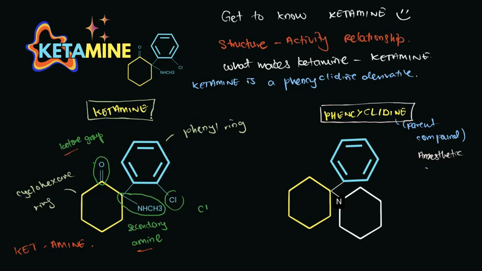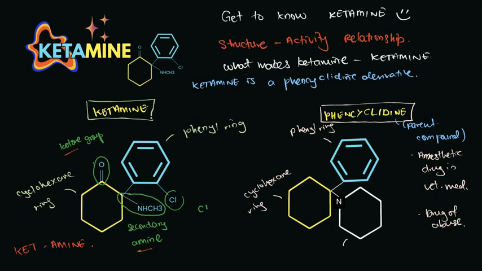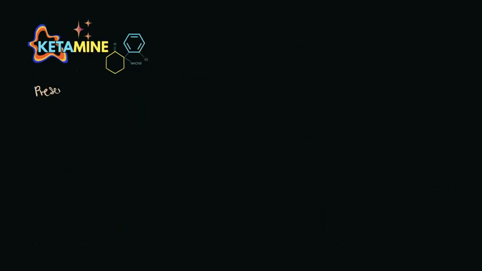Phencyclidine, on the other hand, is an anesthetic drug used in veterinary medicine. It is also a drug of abuse. It comprises a phenyl ring, a cyclohexane ring, and a tertiary amine. Notice that it lacks a ketone group, hence making it more lipophilic, and it is 10 times more potent than ketamine. Now that we've seen the structure of ketamine, let's now talk about its presentation.